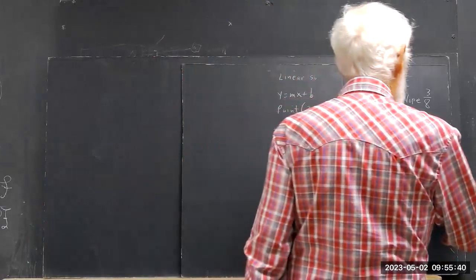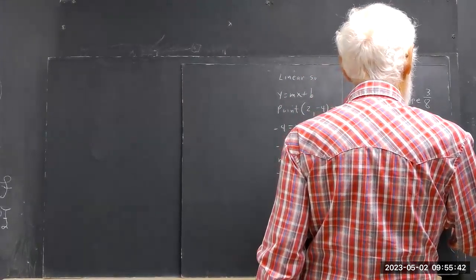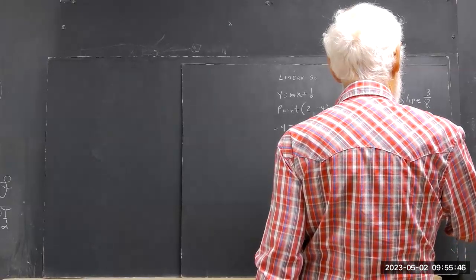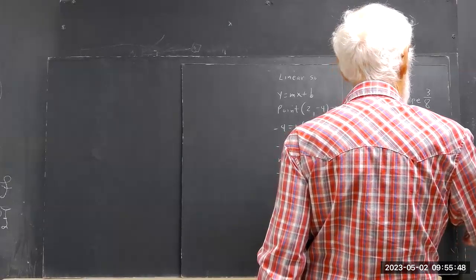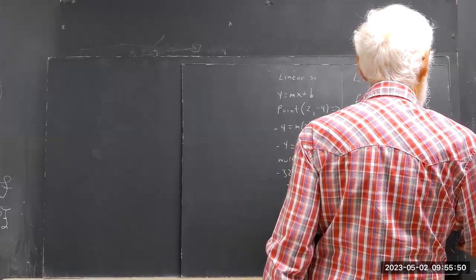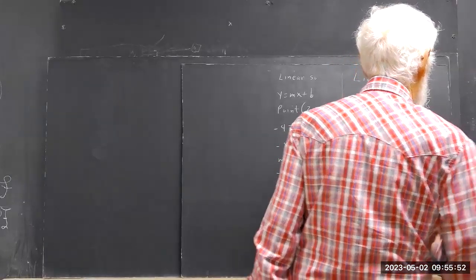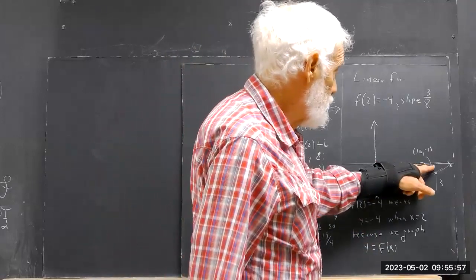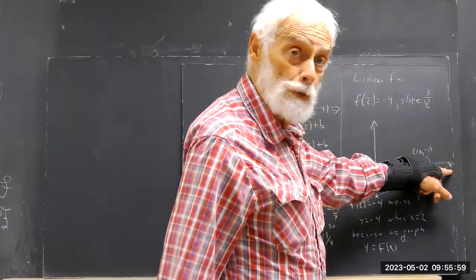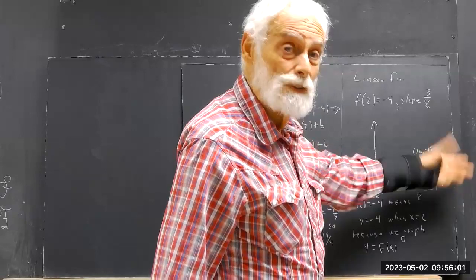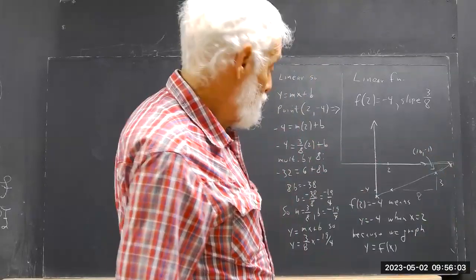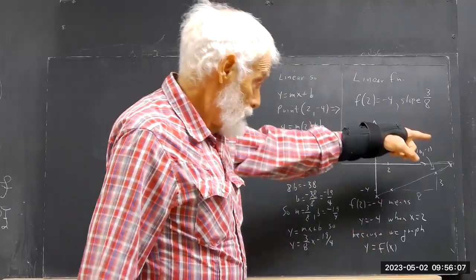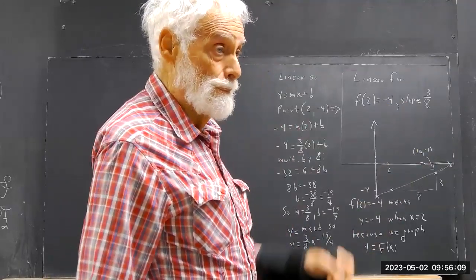Now, out here, this point is (10, -1). Does it make sense that the x-intercept would be out around 12? Well, from here to here is 10. That looks like it's 2 or 3 more, doesn't it? At least reasonably.